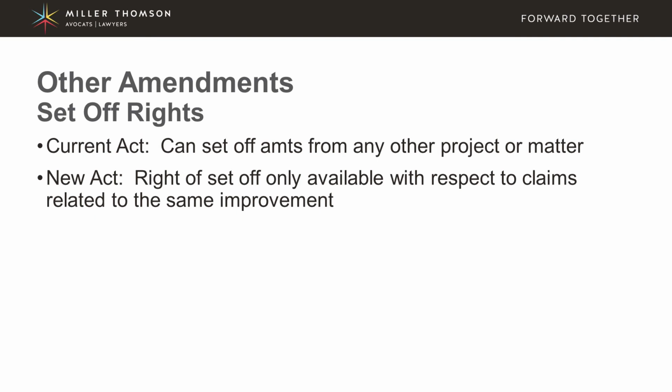The current Act has set-off rights that allow an owner to set off amounts that may be owing to the owner by the contractor for any other project or matter, as long as you've got the same parties involved. The amendment to the Act is now going to limit this right of set-off so that it only applies with respect to claims related to the same improvement. So even if the owner has two projects going on with the same contractor, you can't set off between the different projects. You can only set off if you have a back charge against the owner if it relates to the same improvement.